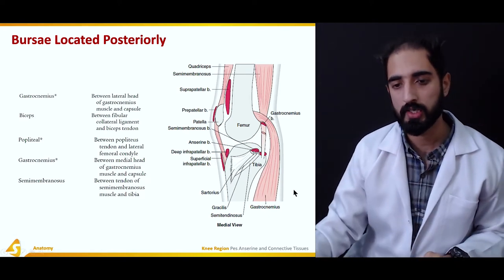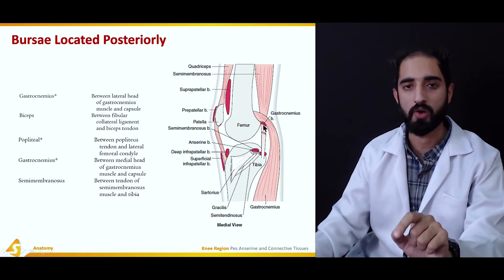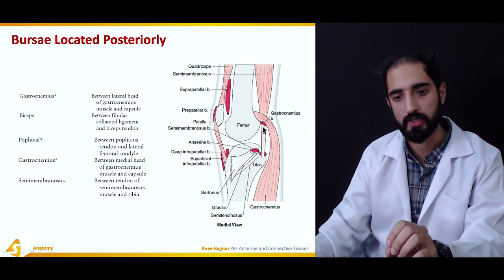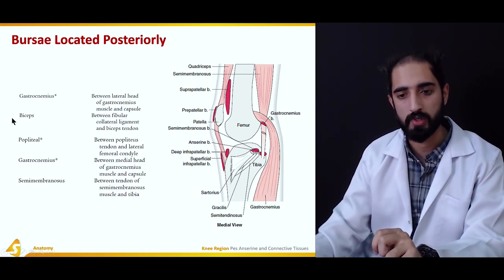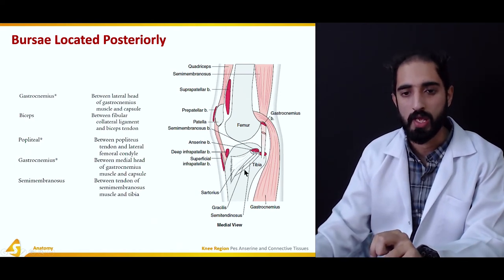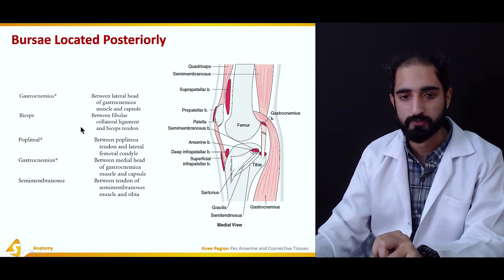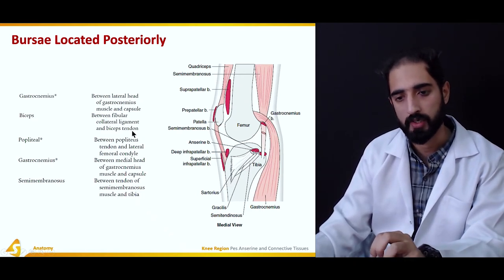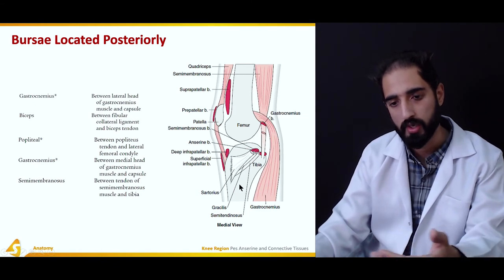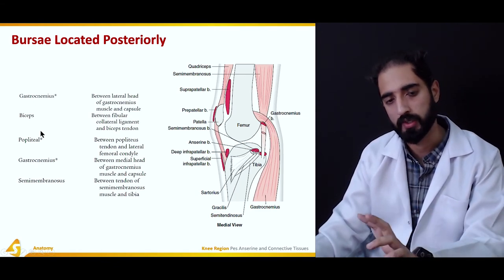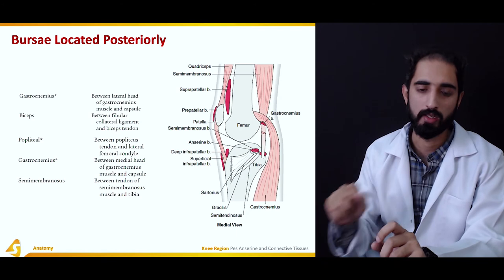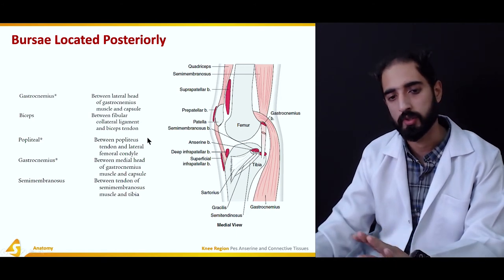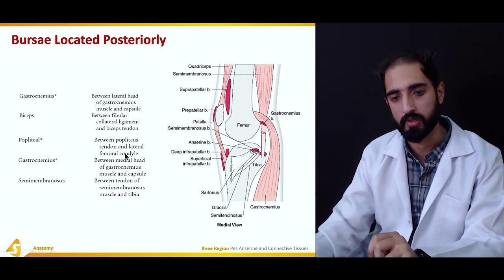The gastrocnemius bursa is located posteriorly, as you can see here, and it is once again continuous with the knee joint space, and it is located between the lateral head of the gastrocnemius muscle and capsule. We also have the biceps bursa, which is not available in this figure, and that is once again between the fibular collateral ligament and biceps tendon. Because this image is giving you a medial view, that can be observed on the lateral view. The popliteal bursa, as we already discussed, is located beneath the popliteus muscle, between the popliteus tendon and the lateral femoral condyle.